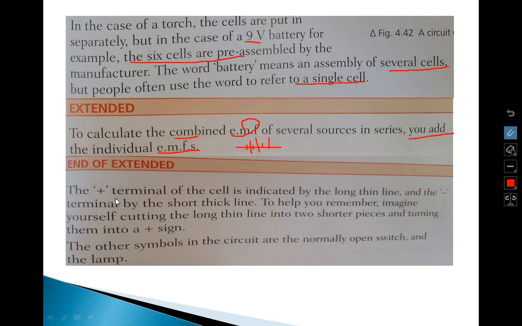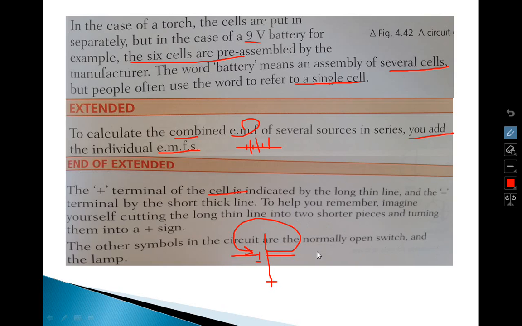Also, we have another important thing here. The positive terminal of the cell is indicated by what? A long thin line. The symbol of the power supply in the circuit is like this. One of them is short and the other one is long. This is the minus one and this is the positive one. The current starts moving from positive to minus. So the positive terminal of the cell is indicated by a long thin line, and the minus terminal by a short thick line.